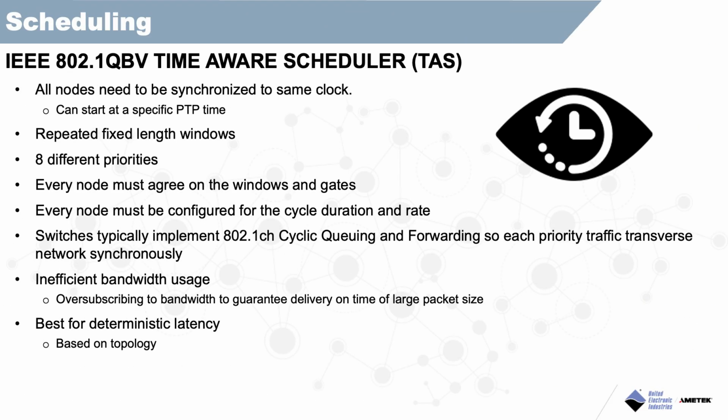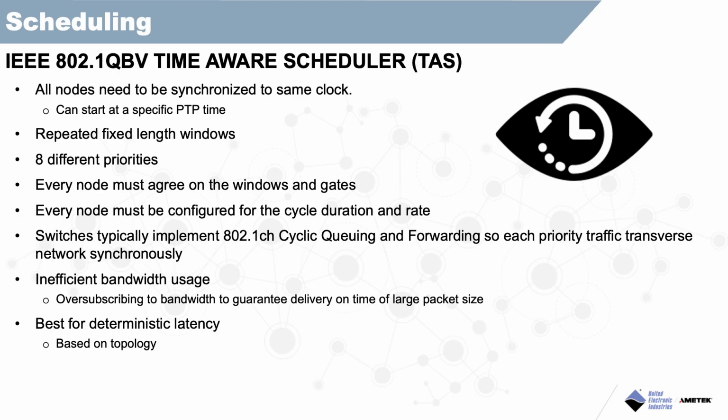So an improvement on AV that we just spoke about is the time-aware scheduler, or QBV. All nodes need to be synchronized to a highly accurate clock, which we just spoke about a couple slides ago, which is AS.